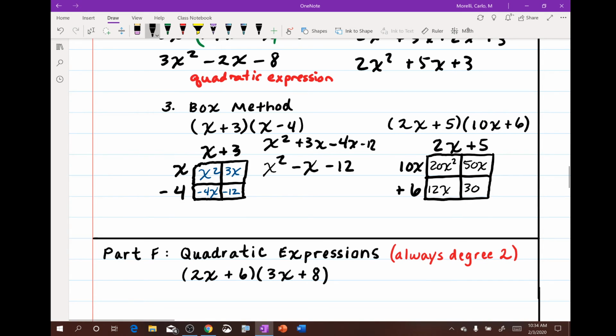Now let's write it all out. This time we'll just do 2 lines. So 20x squared plus 50x plus 12x plus 30. Now we can combine those middle terms. 20x squared, what is that, 62? Plus 62x plus 30.